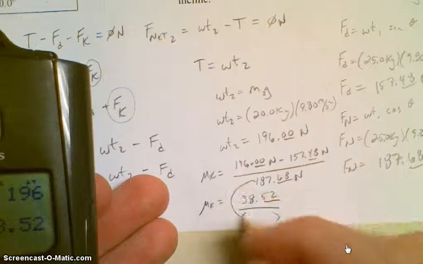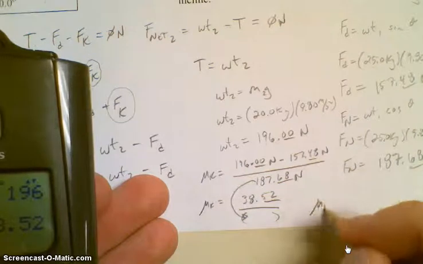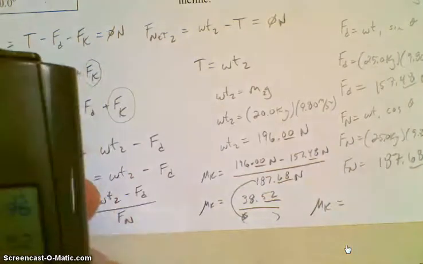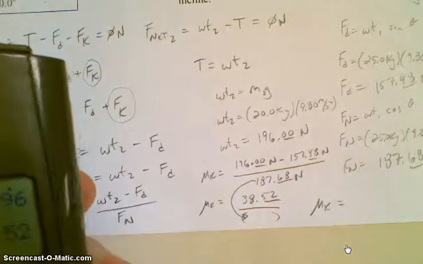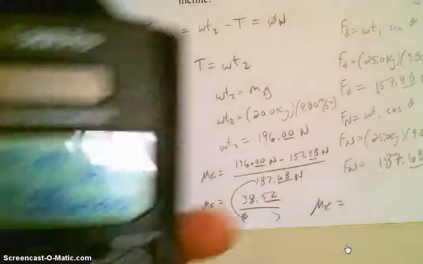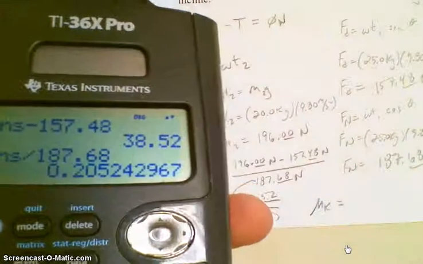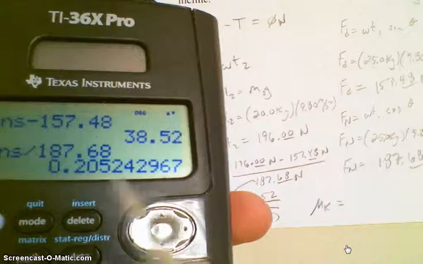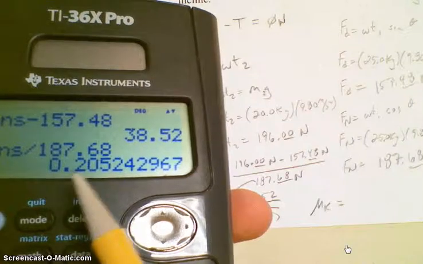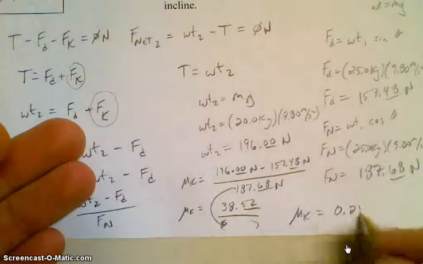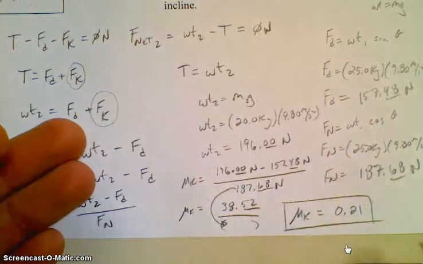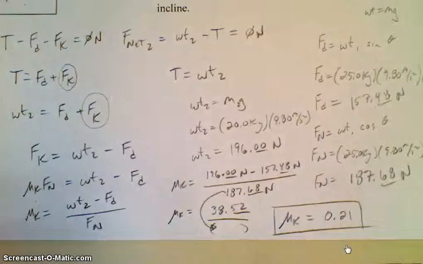Divide by this value still. So my mu k value is now this value right here in my calculator, which rounds to 2 digits, so it'd be 0.21 for my coefficient of kinetic friction on that.